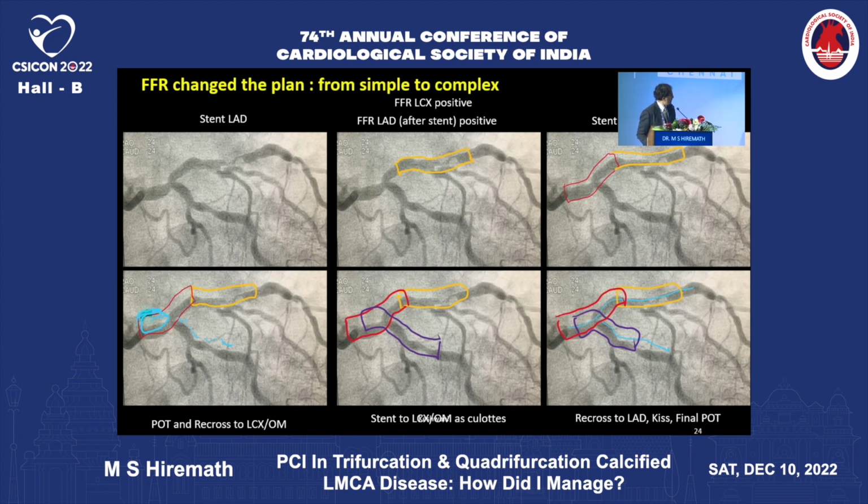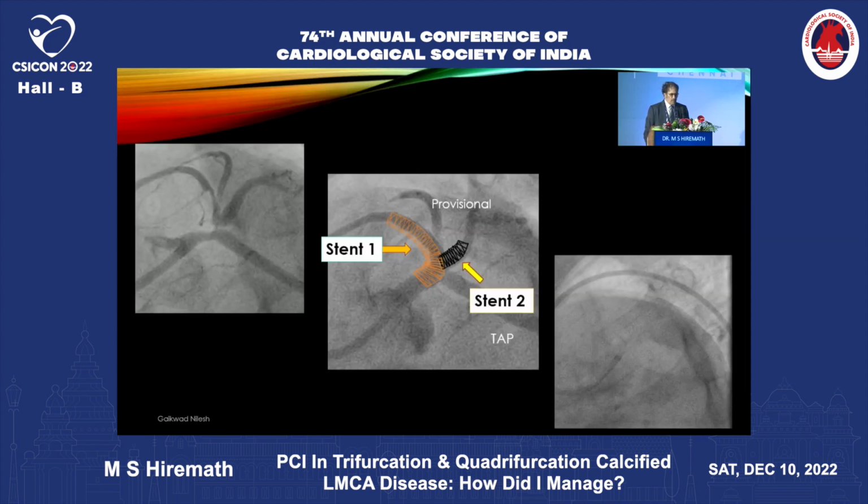1 stent, second stent left main to LAD, do a POT, wire into circumflex, stent into circumflex, a good length of stent in the left main, and final result. There are, however, many variations. Like in this case, you have left main giving rise to almost 4 branches.